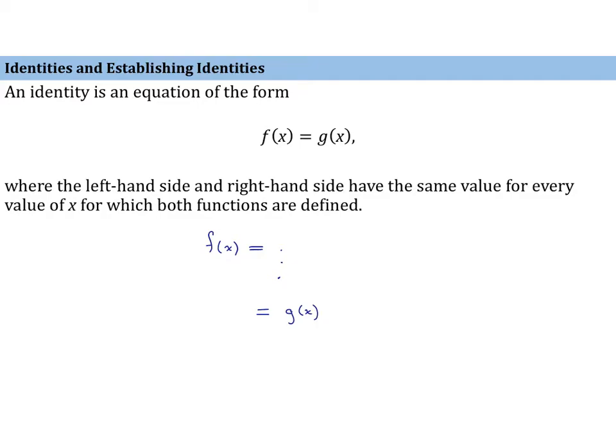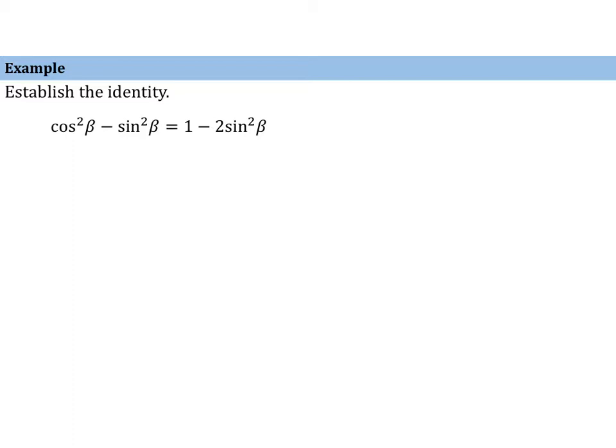So there are usually several steps here. There's no rule on how many steps it needs to take, but all of these steps are just manipulation through algebra and the use of trig identities. So let's take a look at an example.